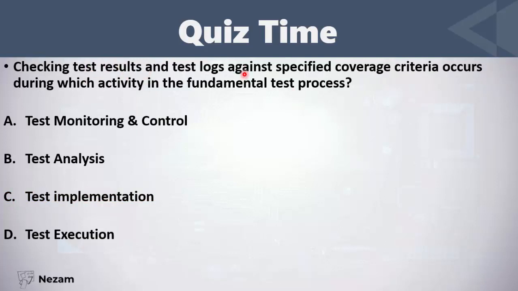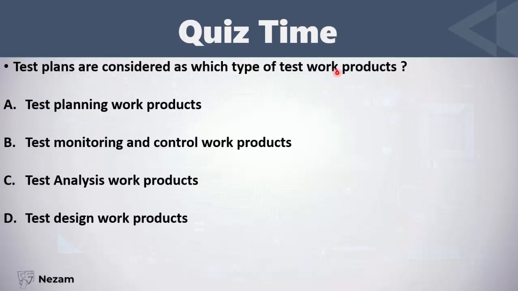Checking test results and test logs against specified coverage criteria occurs during which activity in the fundamental test process? We check our test results and test logs in test monitoring and control. Let's now see some questions about work products.